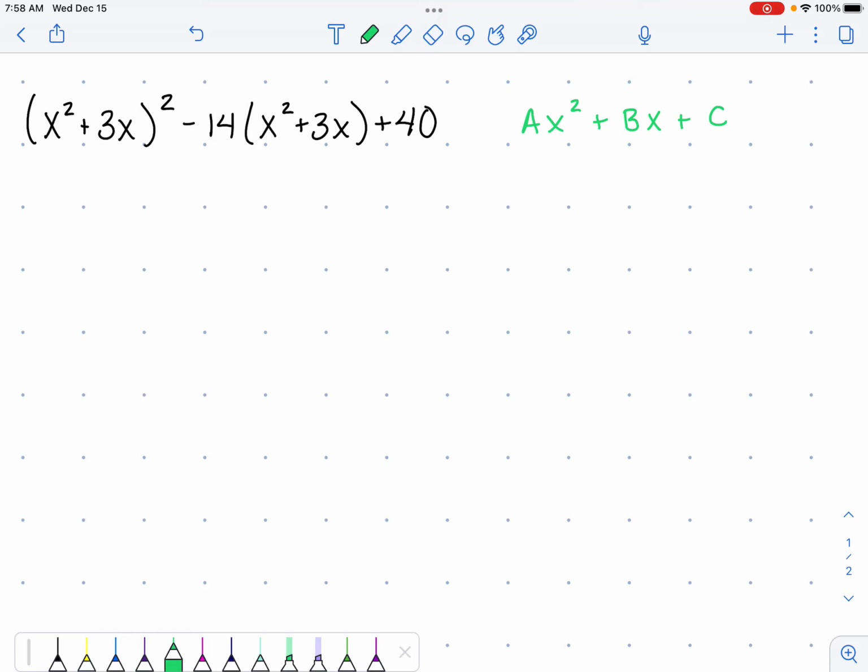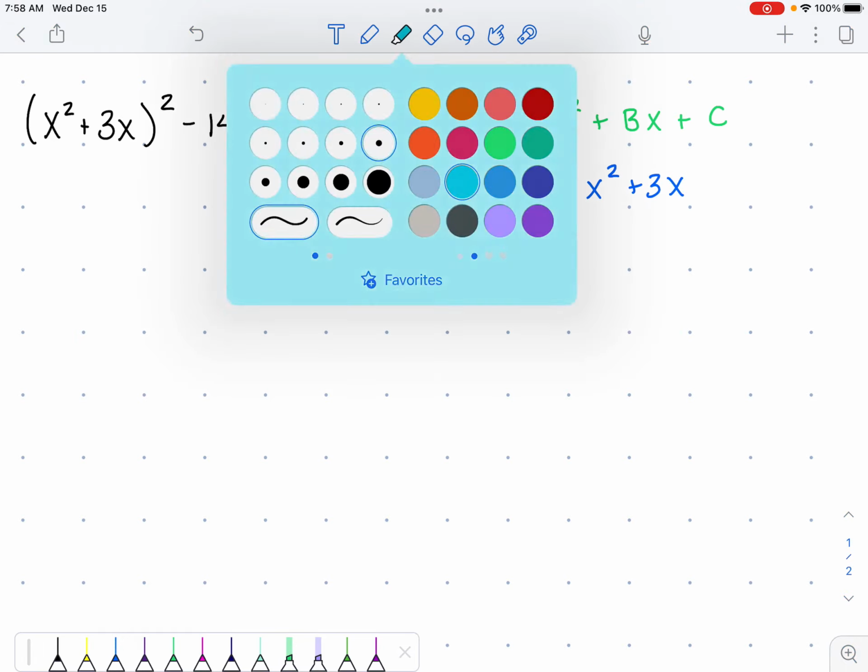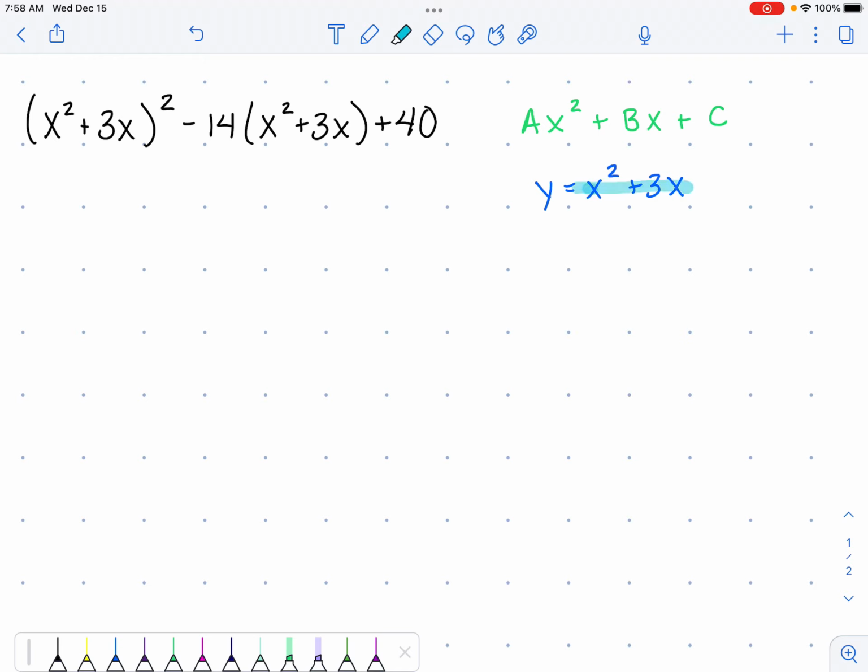So one thing that we can do to make this a little easier to work with is do what's called a substitution. So I'm going to let y equal x squared plus 3x. So that means everywhere I see this, we'll use a blue highlighter, that would make more sense. Everywhere I see x squared plus 3x, so here and here, I'm going to replace that with the letter y. So I'm going to get something squared minus 14 times something plus 40.